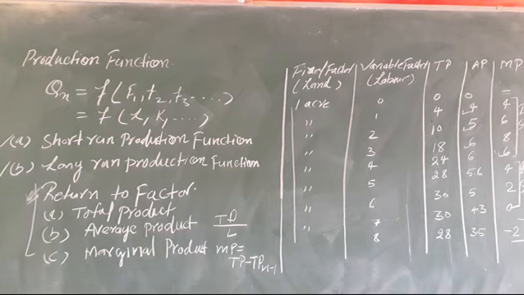Here you can see the relationship between total product, average product and marginal product. In the first relationship, when the marginal product is greater than average product, you can see from 4 to 6. Here the marginal product is more than average product, so average product is increasing. When the marginal product is greater than average product, average product will increase.